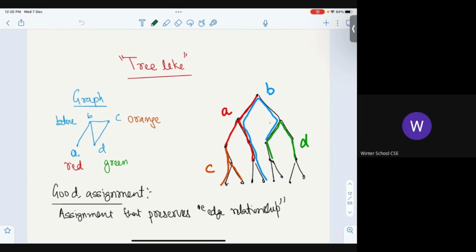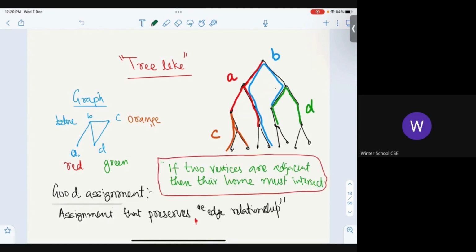First of all, not every assignment will be allowed. What I'm going to define as a good assignment is one that must preserve some edge relationship. What I mean by that is that if two vertices are adjacent, then their home, or their subtree, must intersect. You get my point? So what do you think? Is there ever a good assignment?